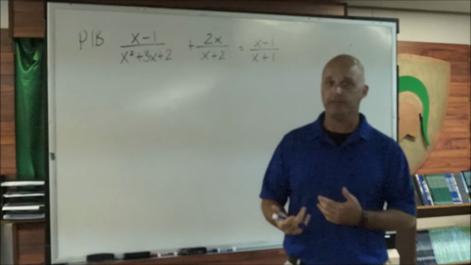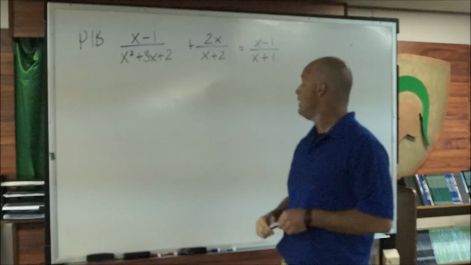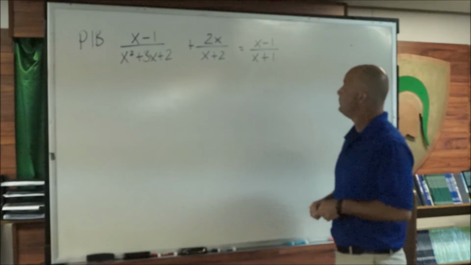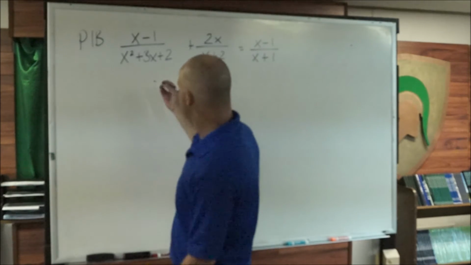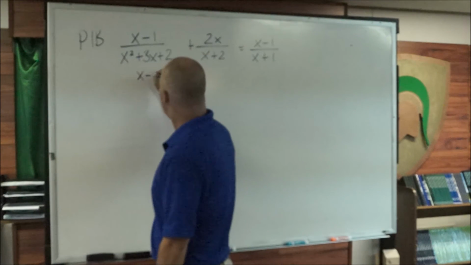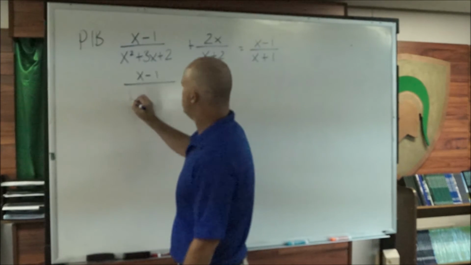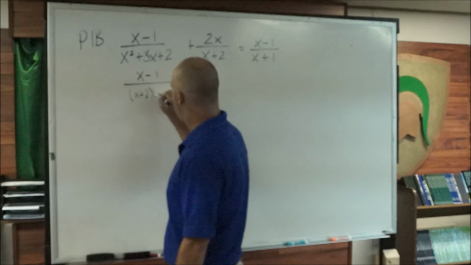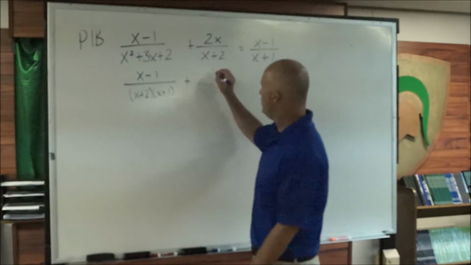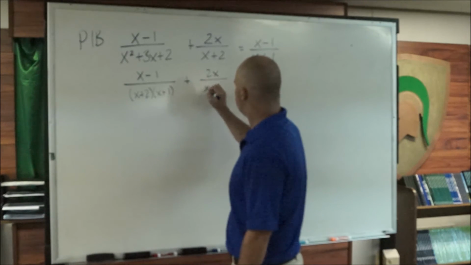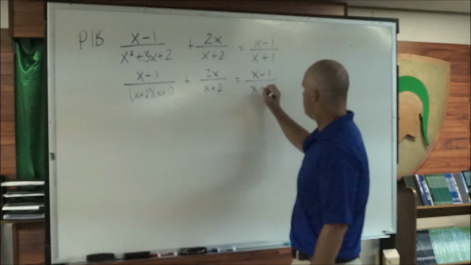We're going to try another one of these in 1b. So we've got x minus 1 over x squared plus 3x plus 2, plus 2x over x plus 2 equals x minus 1 over x plus 1. So let's go ahead and factor down the denominators to make sure that we've got the lowest form that we can get to. So the factors of 2 that add to 3 are x plus 2 times x plus 1. And you can see that we've already got an x plus 2 and an x plus 1 there. So 2x over x plus 2 equals x minus 1 over x plus 1.